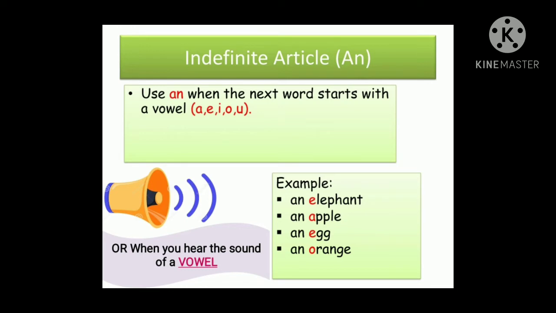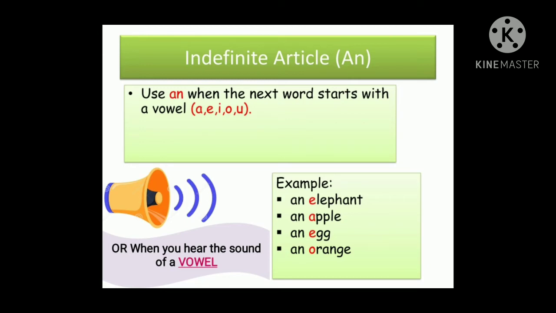Now, elephant, apple, egg, and orange start with a vowel. We also use an when you hear the sound of a vowel. Even if the word starts with a consonant, if the first sound you hear when you speak that word is a vowel sound, then you will always use an.